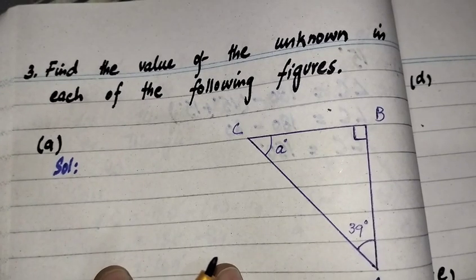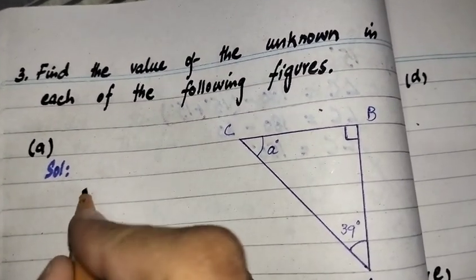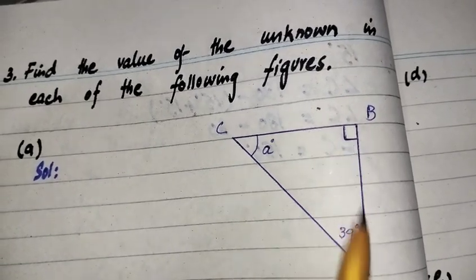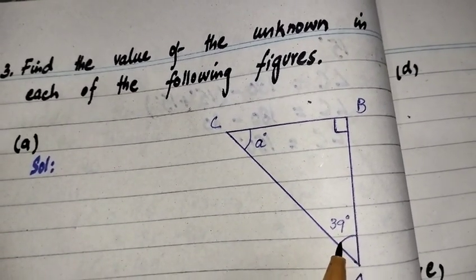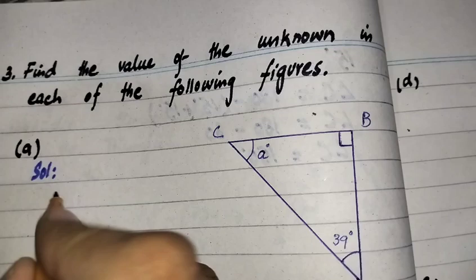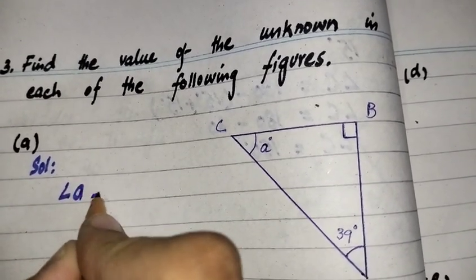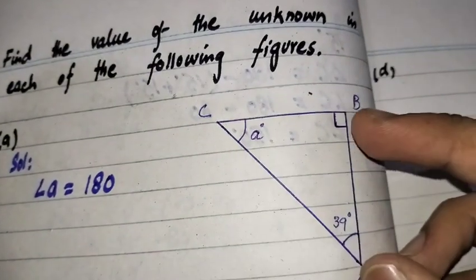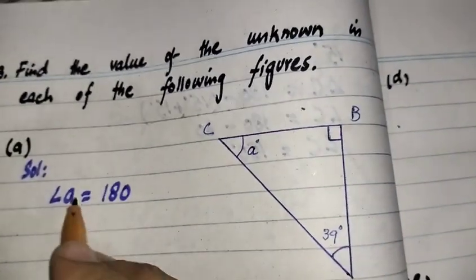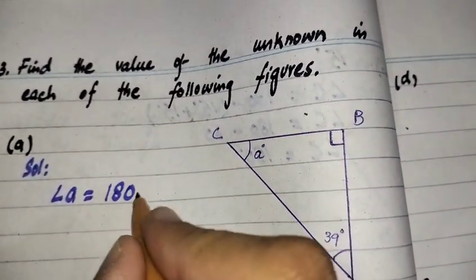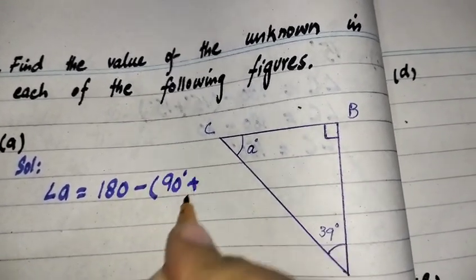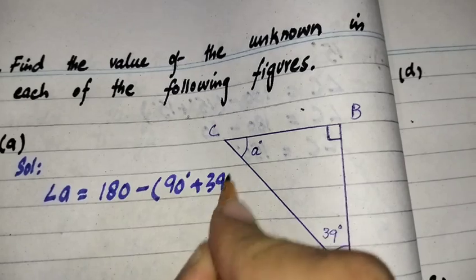The sum of all angles of a triangle is 180 degrees. It means that angle A plus 90 degrees plus 39 will be equal to 180 degrees. So to find angle A, we have to subtract the sum of these two angles from 180. So angle A will be equal to 180 minus the sum of 90 plus 39.